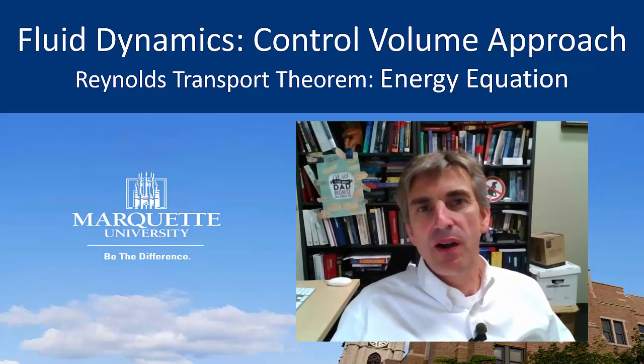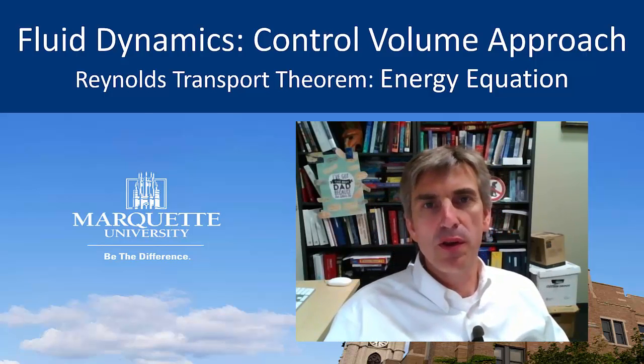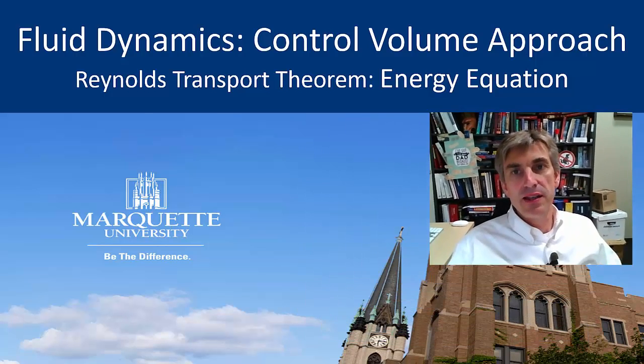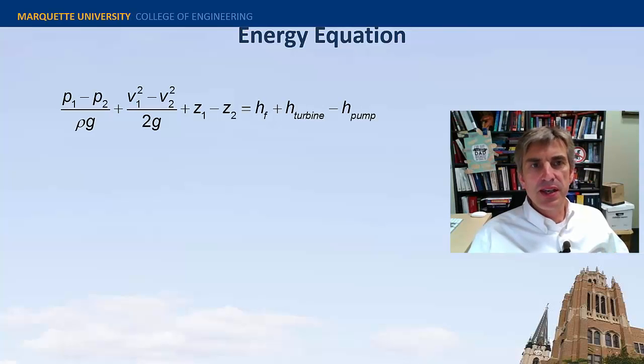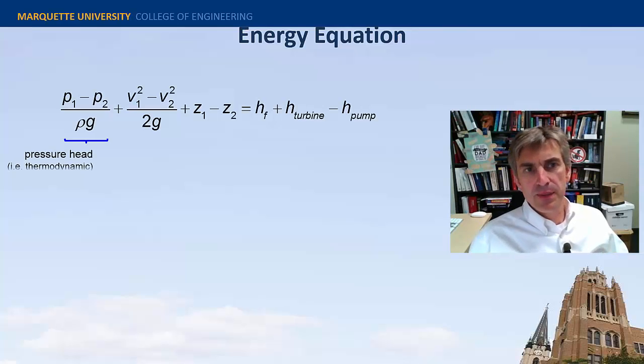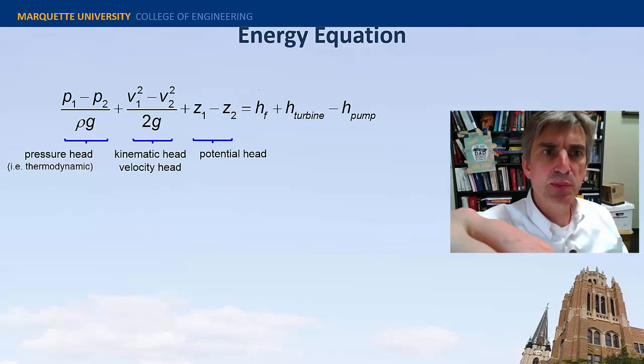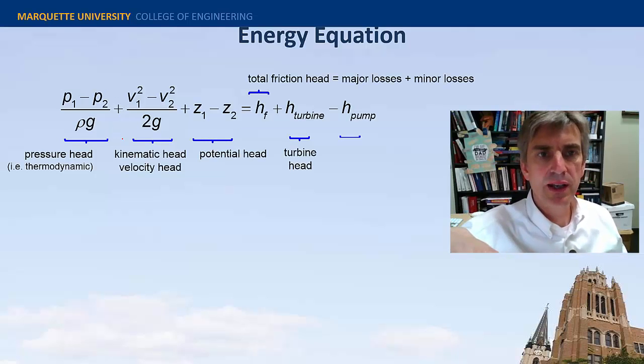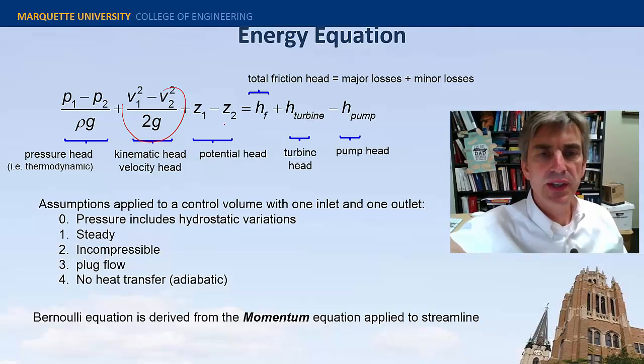Hi, we're continuing our series on the Reynolds transport theorem. Today we're going to look at the energy equation. So there's the energy equation, and let's go over each term. The first term is the pressure difference term, or the pressure head. The second term is the kinetic energy. Third is the potential energy.